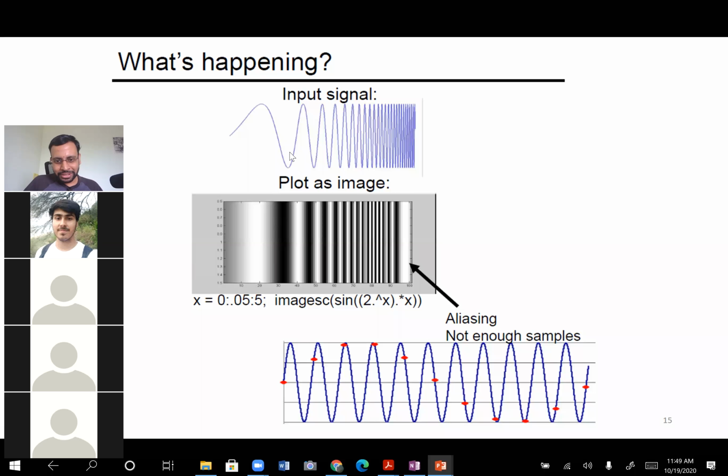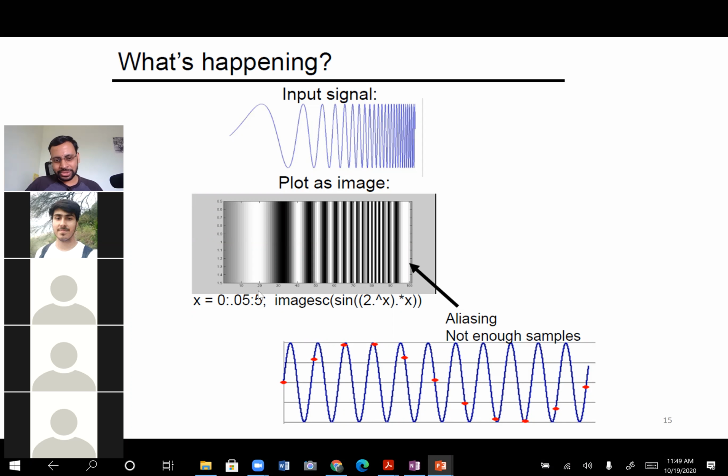And you could simulate this kind of behavior by using sin(2^x) multiplied with x. It looks interesting. So this is what you would be getting: sin(2^x) multiplied with x. You could already see here, if you are not taking enough samples, you would be picking up the same values, which is constant. You won't be able to track that high frequency content anymore.